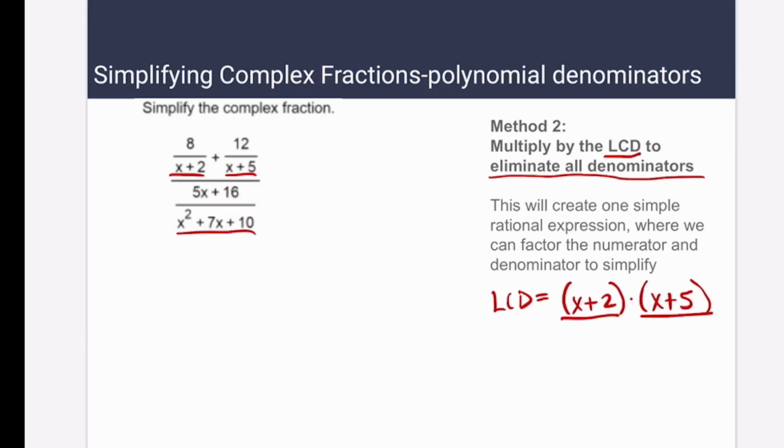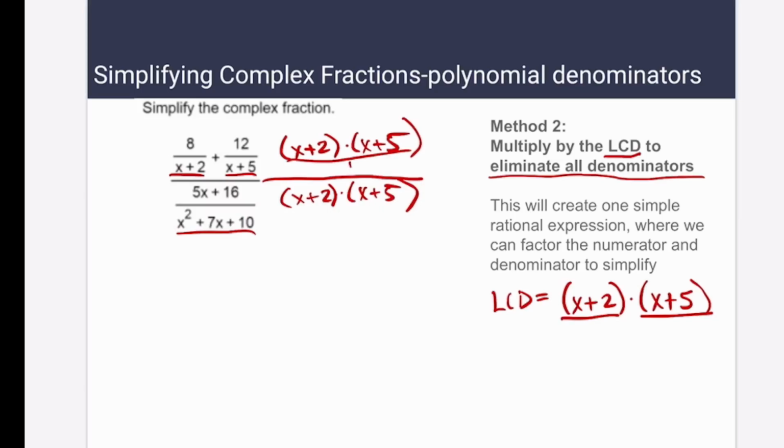So we're going to take this LCD, x plus 2 times x plus 5, and we're going to multiply it in the numerator and the denominator of our complex fraction. So when we're multiplying, what I wrote in red is actually 1, the same thing divided by itself. It might be easier to put that over 1 as well so that you understand you're multiplying the numerators of each piece.